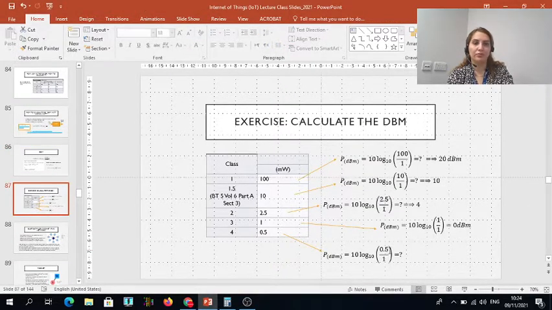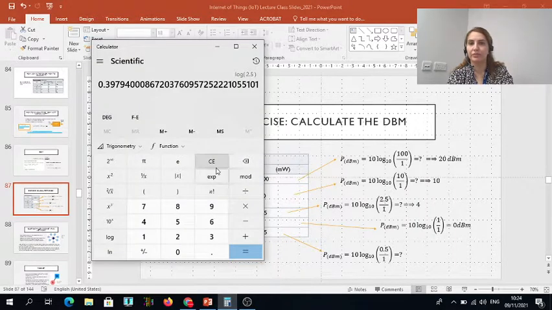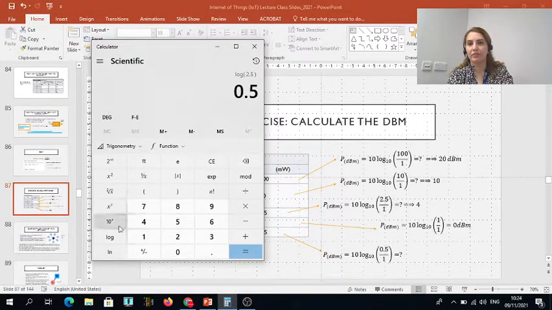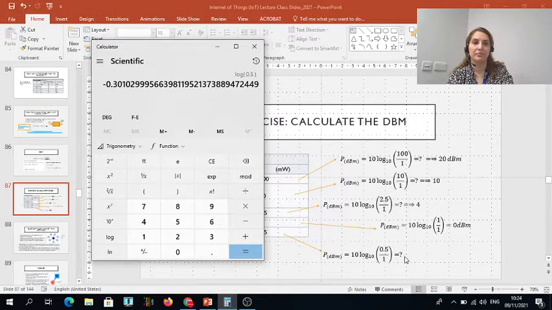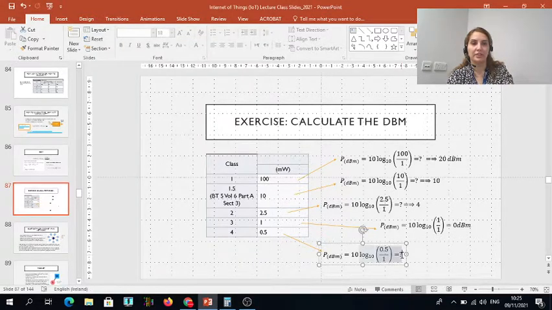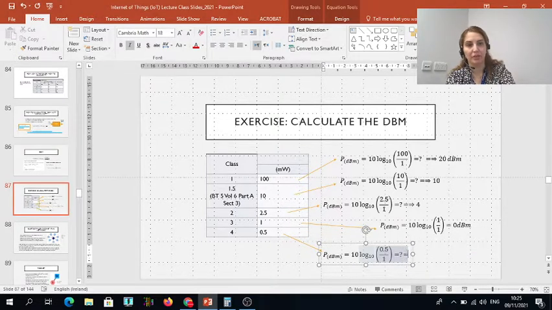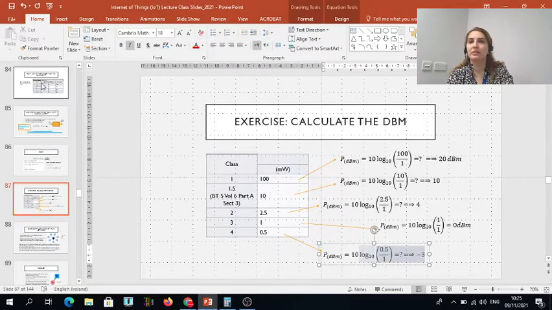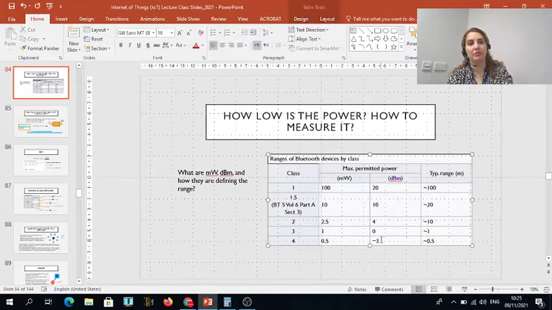Let's look at 0.5. What happens when we have 0.5? The logarithm of 0.5 is minus 0.3. Now that's minus 0.301, and the rest of the numbers can be rounded, and when it is multiplied by 10, that will give me minus 3. Let's go back here and you can see minus 3 dBm.